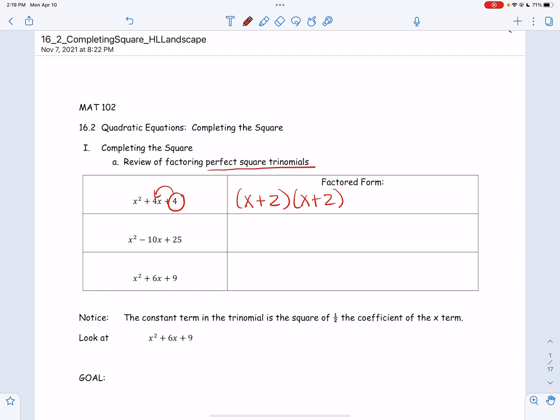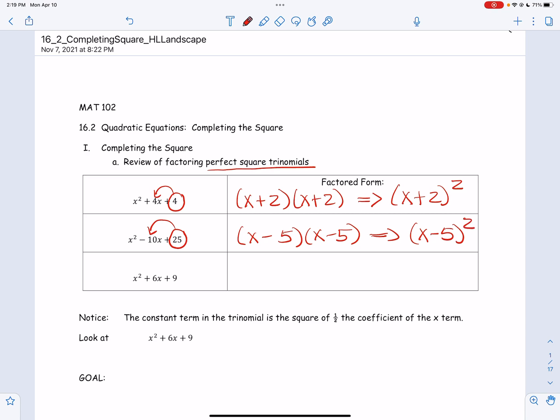And we used to write it like this, but now we're going to write it like this, a quantity squared, so that we can apply the square root property. So factors of 25 that add up to -10 would be -5 and -5. And so we're going to write x minus 5 quantity squared. And then the last one, factors of 9 that add up to 6, are going to be 3 and 3, and we're going to write it like this.